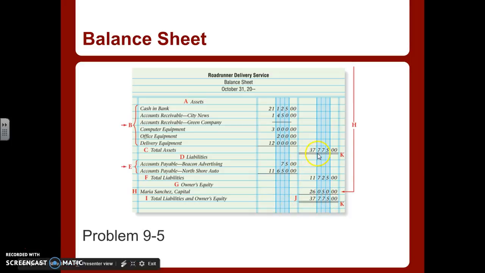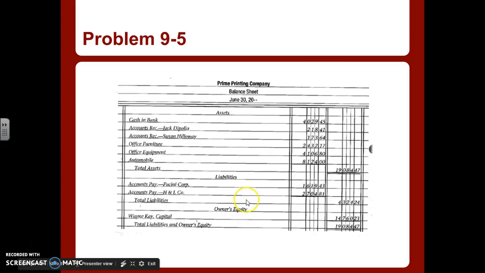So our total assets is going to equal $37,775. We are then going to say that number has to equal our total liabilities plus our total owner's equity. So the sum of these two numbers equals $37,775. Therefore, our accounting equation, assets equals liabilities plus owner's equity. The balance sheet is a great financial statement to see the accounting equation in action. Let's take a look at problem 9.5.